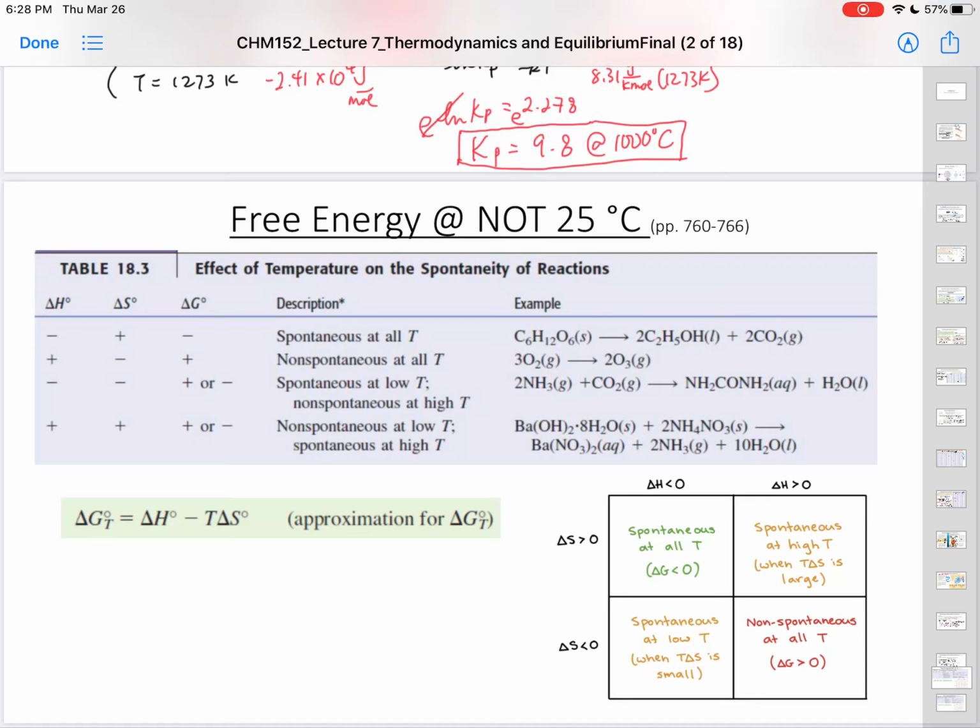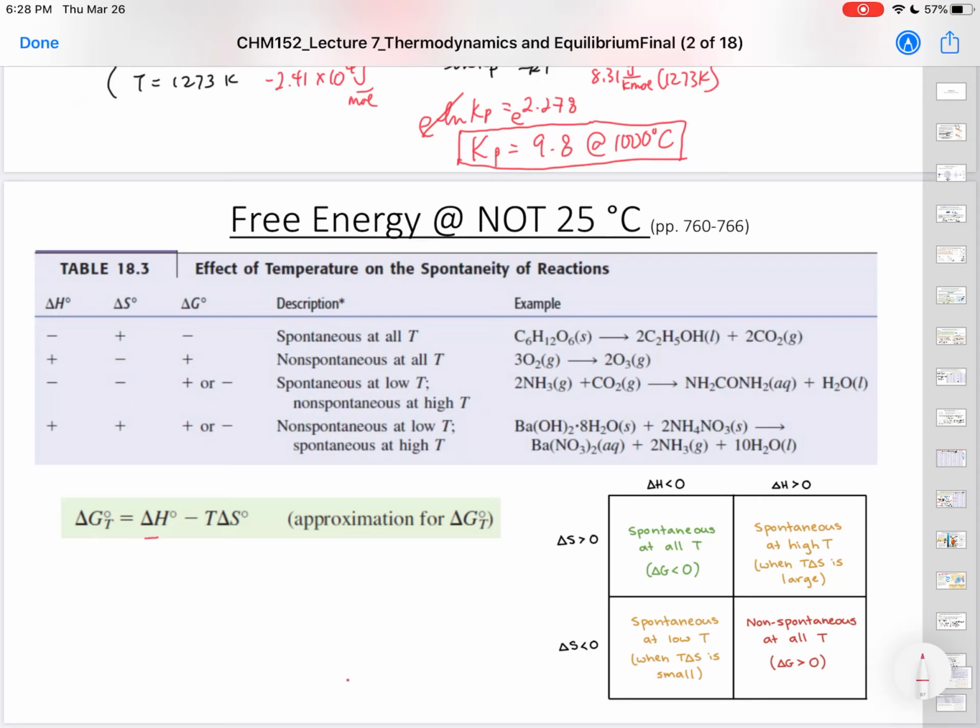So really the last slide is saying free energy at non-spontaneous conditions really does depend on temperature. If, for example, your delta H is negative and your delta S is positive, then your delta G should be negative and should be spontaneous at all temperatures. This is fairly true for regulated temperatures. And if you have something that's positive and positive, delta G is positive or negative. It really depends on whether you have high or low temperatures.